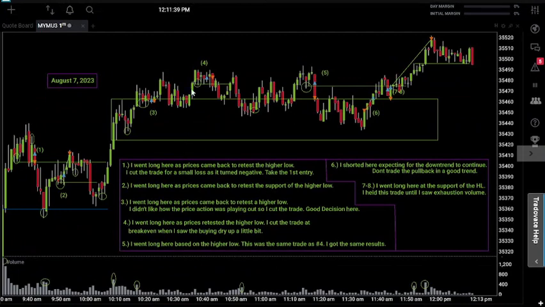Now let's look at August the 7th from this year, and let's look at trade 4 and let's look at trade 5. Now at trade 4, we can pretty much see that this was one of the highest prices for the day up until we broke out a little bit later at trade 7 and trade 8. But at trade 4, I went long here as prices retested the higher low. I cut the trade at break even when I saw the buy dry up a little bit.